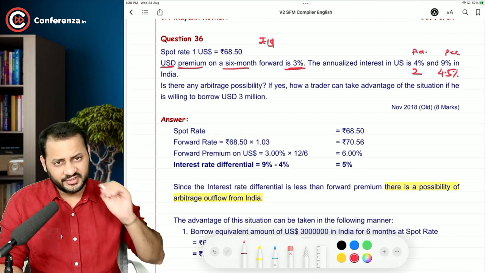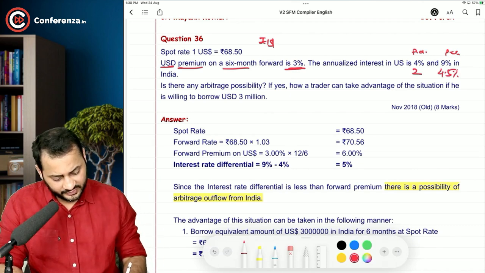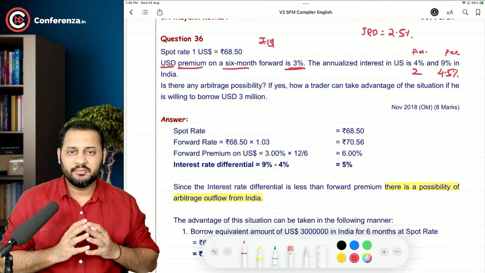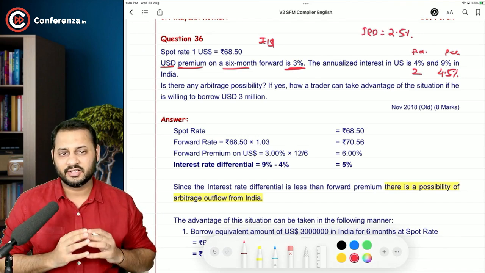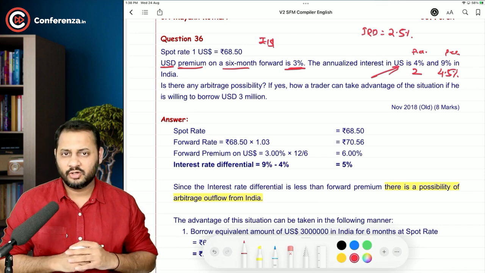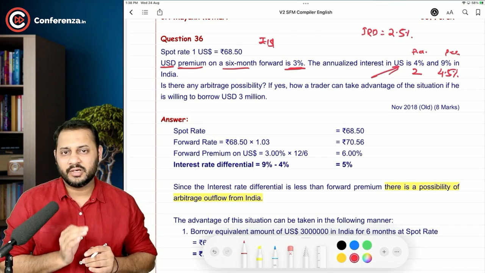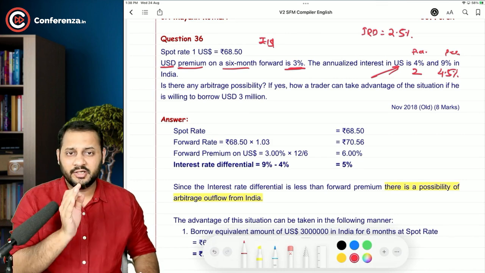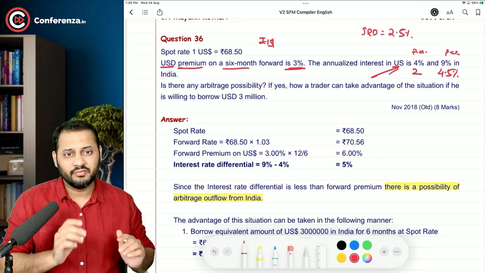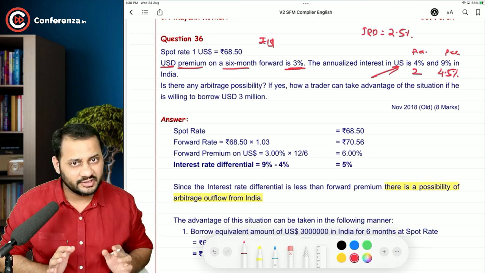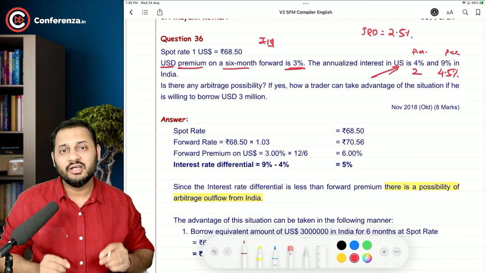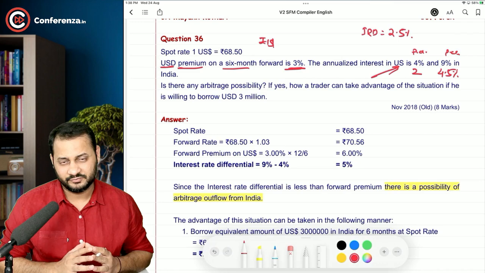See, what is the difference in the interest rate? The interest rate differential, IRD, is 2.5%. What does that mean? It means that the low interest rate currency, which is the US dollar, should be at a premium of 2.5%, and until it goes to 2.5%, we will invest in the low interest rate currency, and if it goes beyond 2.5%, we will borrow the low interest rate currency. That's what the question is.